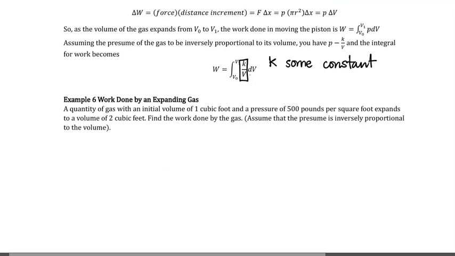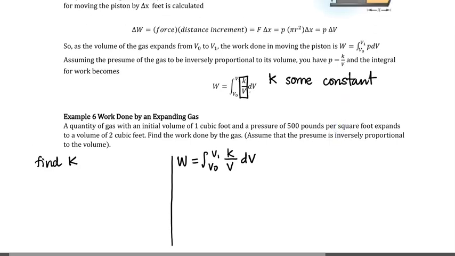So ultimately, in example 6, we want to integrate from initial volume to v1, k divided by v dv. To do that, I need to find k. So let's go do some algebra on the side to find k. Now, usually when we're finding k, there's some information that they've already given us. This is coming from this formula here, that P is equal to k over V. P represents the pressure, V is the volume.